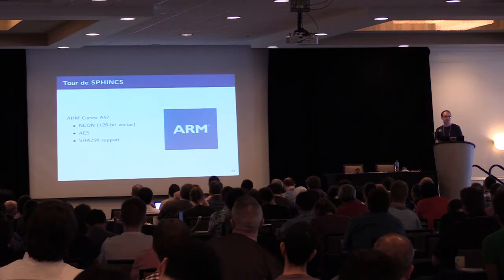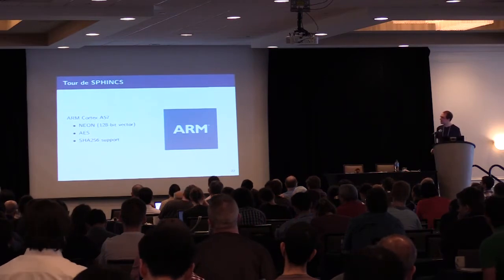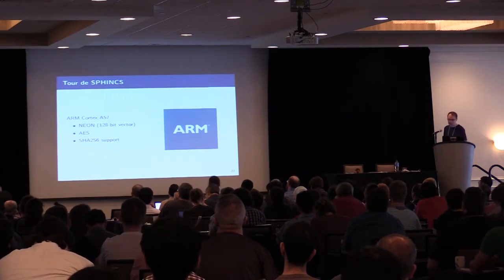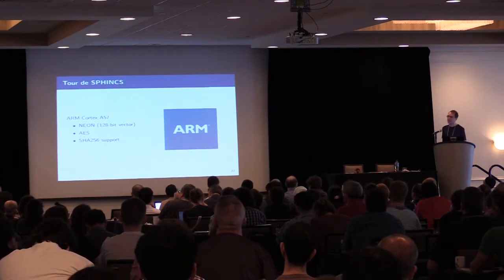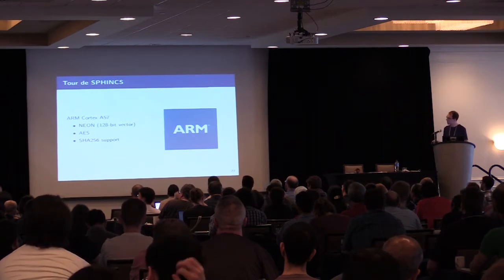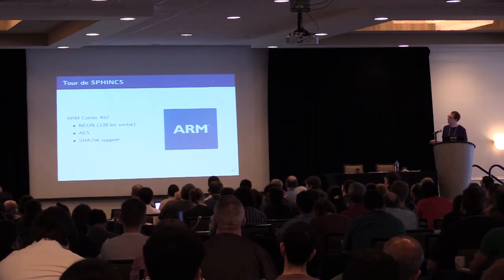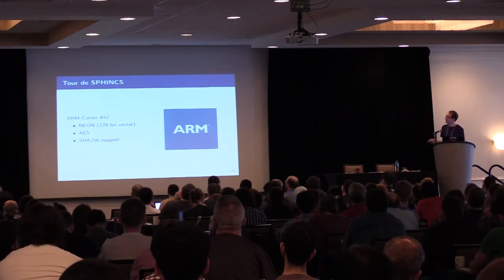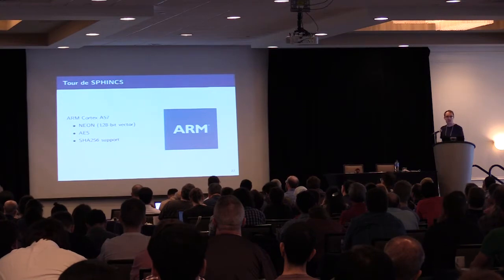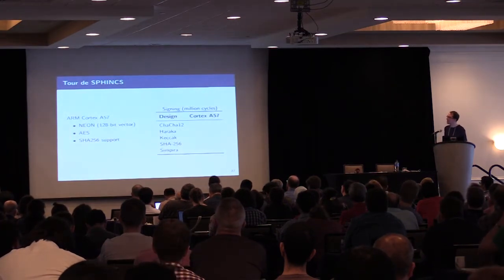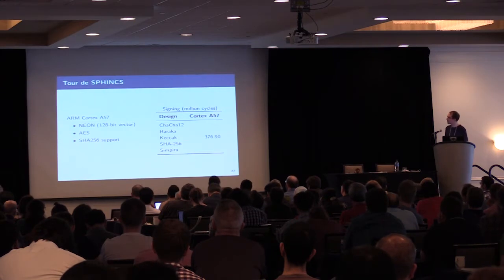So last, let's look at a little bit different architecture. We look at the ARM Cortex A57. This is a very widely spread processor, and you will find it in a lot of smartphones. It also has hardware support for AES and SHA-2 and vector instructions, but the vectors are only 128-bit. So you can probably already suspect what's going to happen.